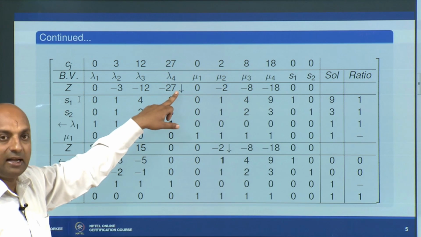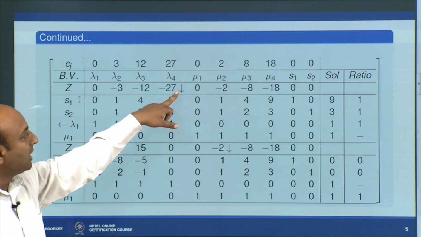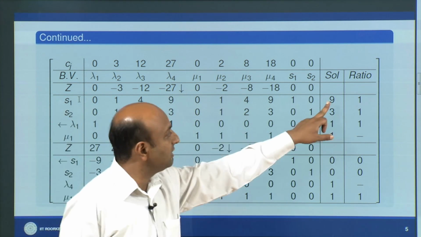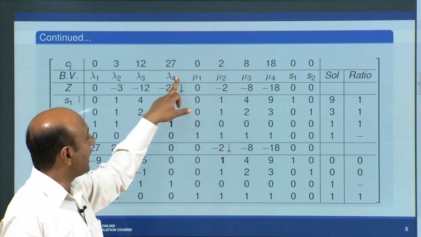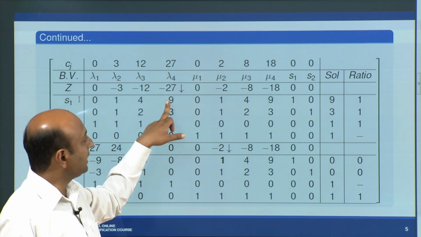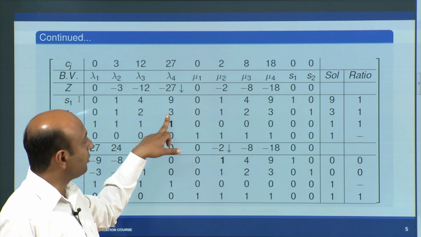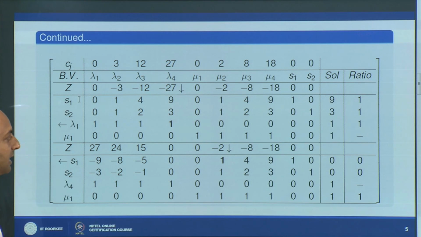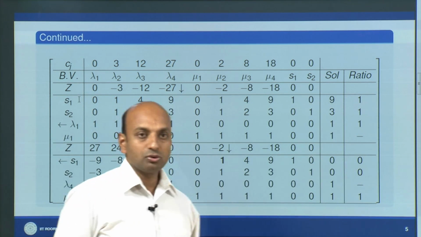So, this variable will enter. We leave by minimum ratio. How to find the minimum ratio? This is the right hand side, 9 upon the entering column, 9 upon 9 is 1, 3 upon 3 is 1, 3 upon 3 is 1, 1 upon 1 is 1 and this is not possible. So, we leave it as it is.